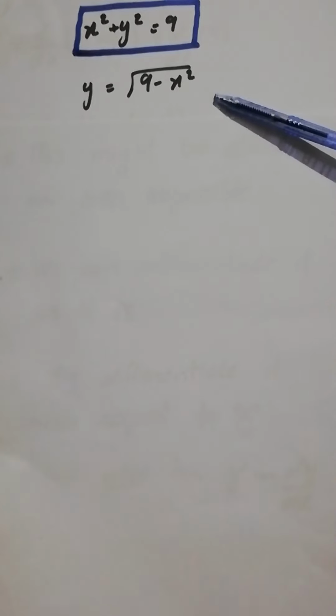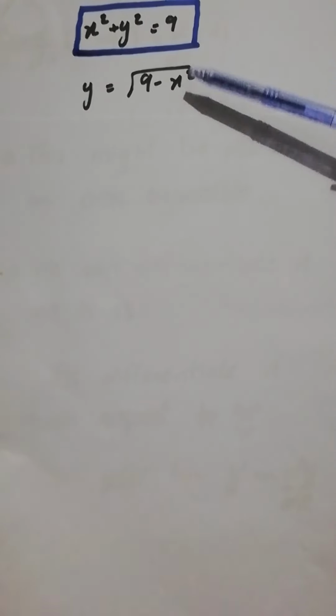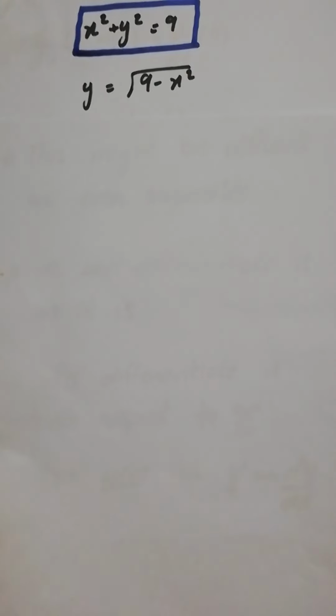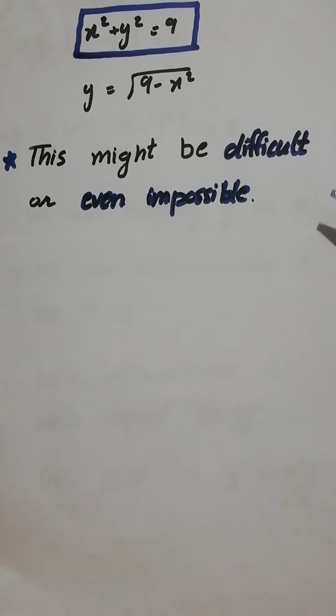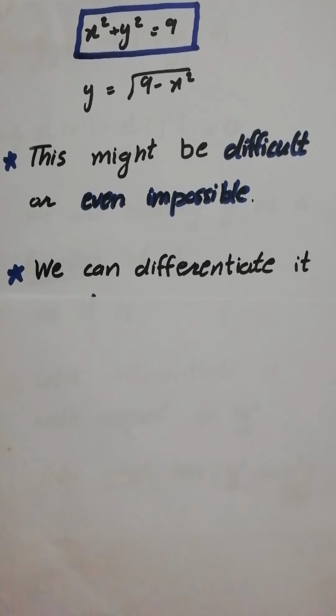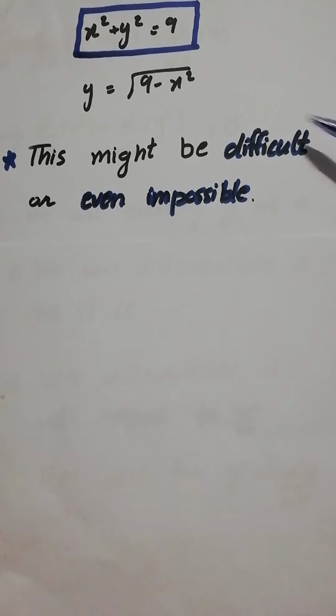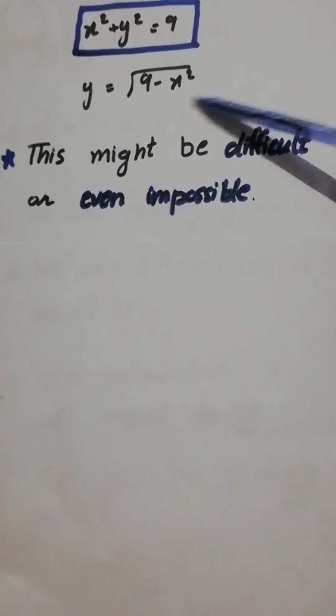X squared plus y squared is equal to 9, which is the equation of a circle with center at origin and radius 3. We know that we can solve for y in terms of x. We can rearrange this equation and solve for y in terms of x. Now we can take the derivative as we already know. But this can be difficult and time consuming, and sometimes it is impossible to separate the variables like this.